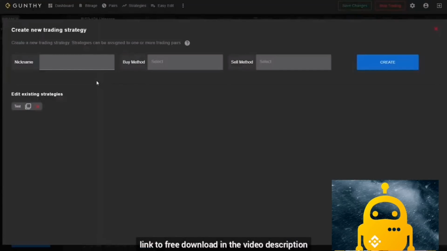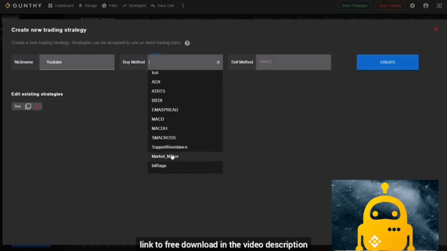Next, the most important thing, of course, is the strategies. So let's just make a very simple strategy here on Gunbot. First you can select your buy method, and then you can select your sell method. Now here you might see, okay, there are just a couple of strategies that you can select from. Actually, yes, there are quite a few strategies that you can select from, but there are even more features once you select a specific strategy.